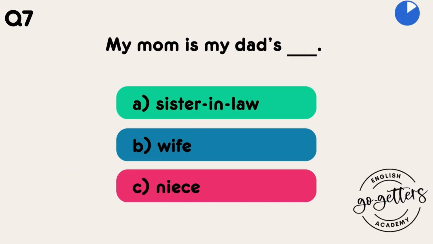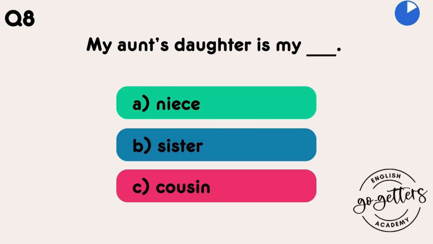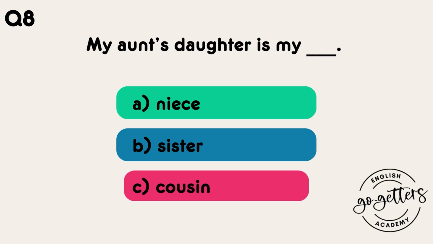Question 7. My mom is my dad's... And the correct answer is letter B, wife. Question 8. My aunt's daughter is my... And the correct answer is letter C, cousin.